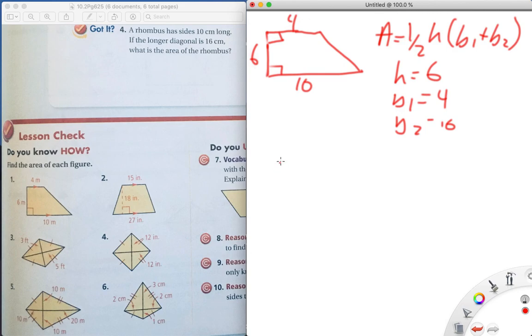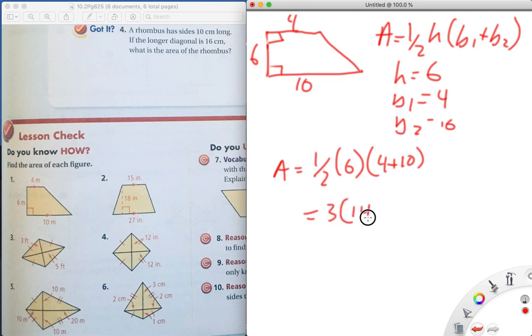So the area is going to be 1/2 times 6 times 4 plus 10, which is 3 times 14, which is 42 meters squared.